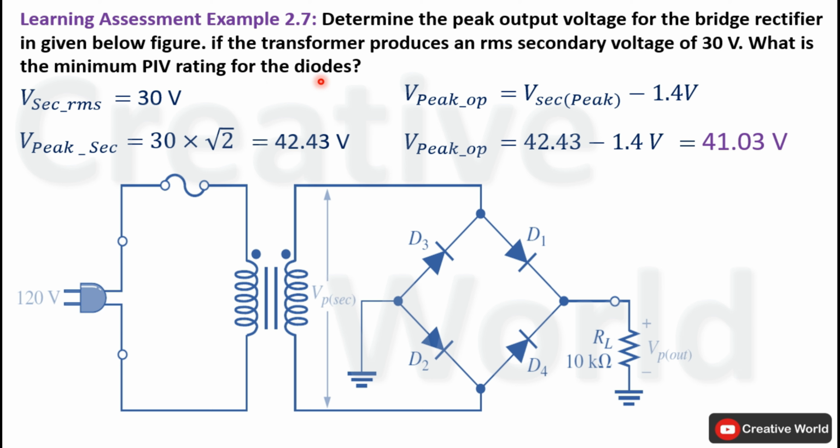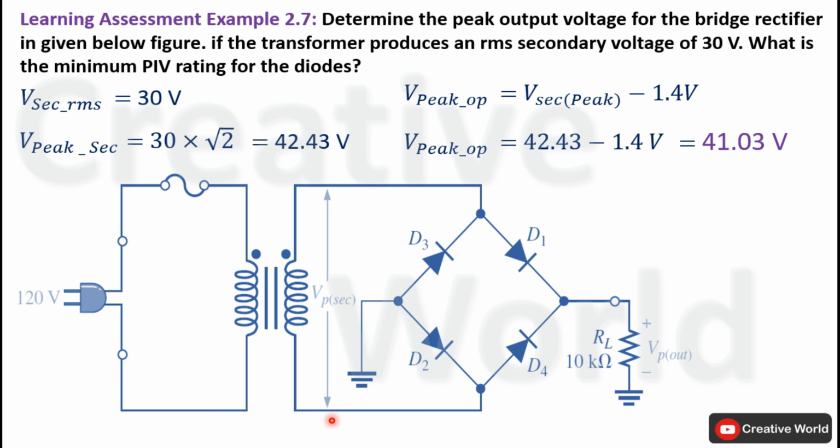Now the second thing asked in this scenario is the minimum peak inverse voltage rating for the diodes. In order to find the minimum peak inverse voltage rating of the diodes, we have to find the maximum peak inverse voltage that can appear across the diodes in this configuration, and that maximum peak inverse voltage will be equal to the minimum peak inverse voltage rating required for the diodes.